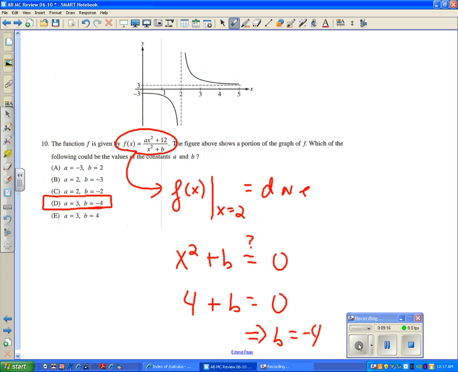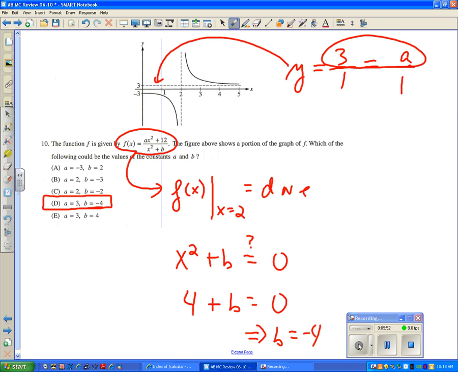You can confirm this further if you know about horizontal asymptotes, and they are of equal degree, numerator and denominator. It suggests that our lead coefficients, 3 over 1, would be that point where our horizontal asymptote would be 3. That means our lead coefficient A has to be 3. A over 1, it must be 3, and that's because this horizontal asymptote is 3. So it further confirms the choice of D.